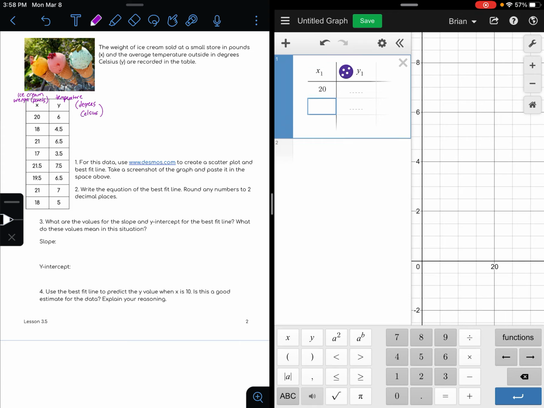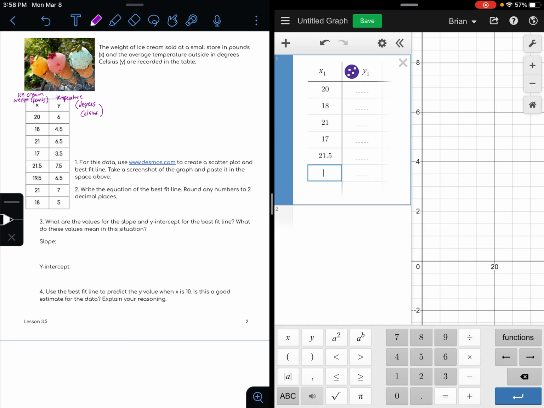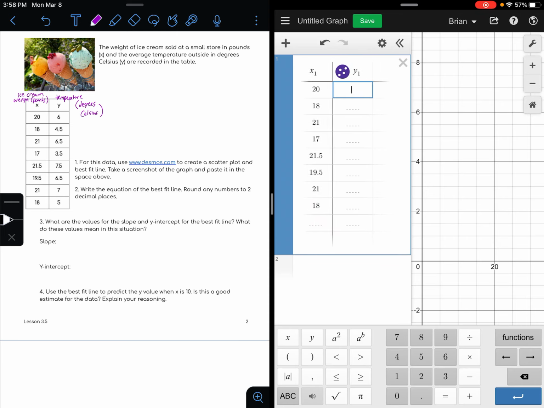So 20, and then hit enter, a little blue enter down here. 18, enter. 21, enter. 17, enter. 21.5. Be careful with these because sometimes I've typed them in and they don't get typed in correctly. So just be careful and double check that you've got the number that you intended. So 19.5, 21, and then 18.